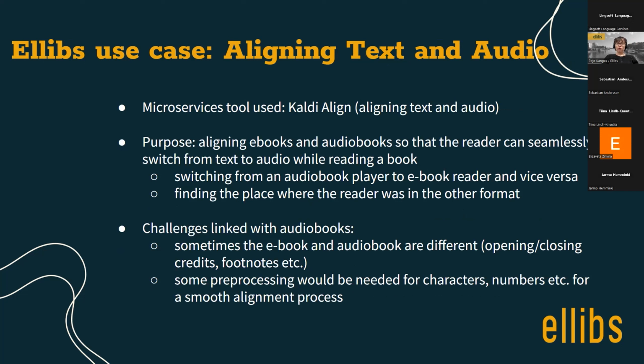The second use case is linked with aligning text and audio. Here we used a microservices tool called Caldi Align, which aligns text and audio. The purpose of this experiment was ultimately that we could align ebooks and audiobooks so that the reader can switch from text to audio while reading a book. Usually a book is only read in one format, so you either read an ebook or an audiobook, but in some cases the user might want to switch between these two formats. For example, if they first read with their phone and then go for a run and would like to continue the same book.